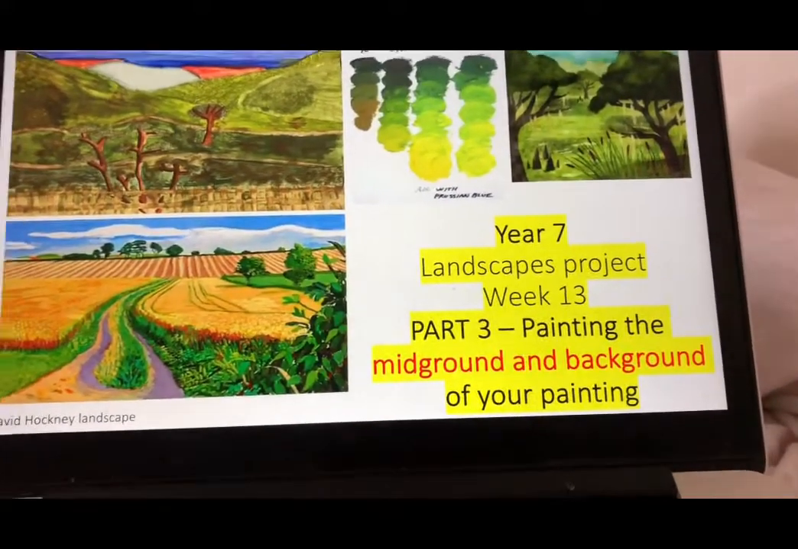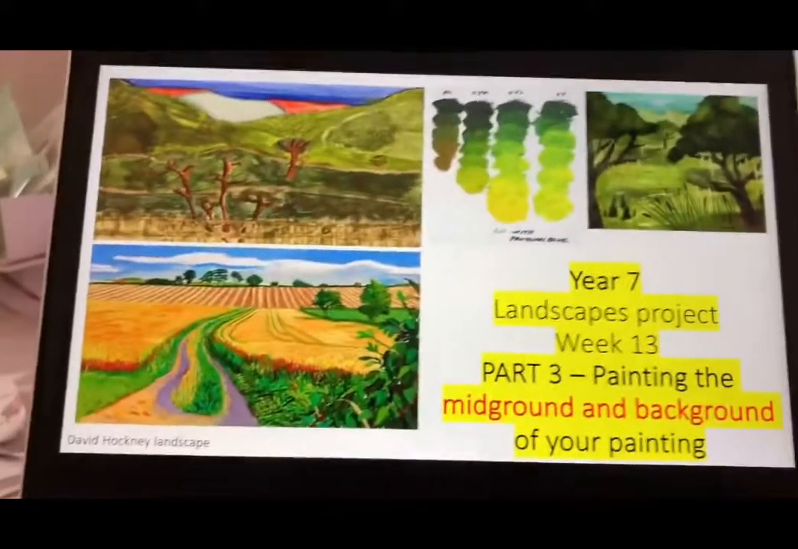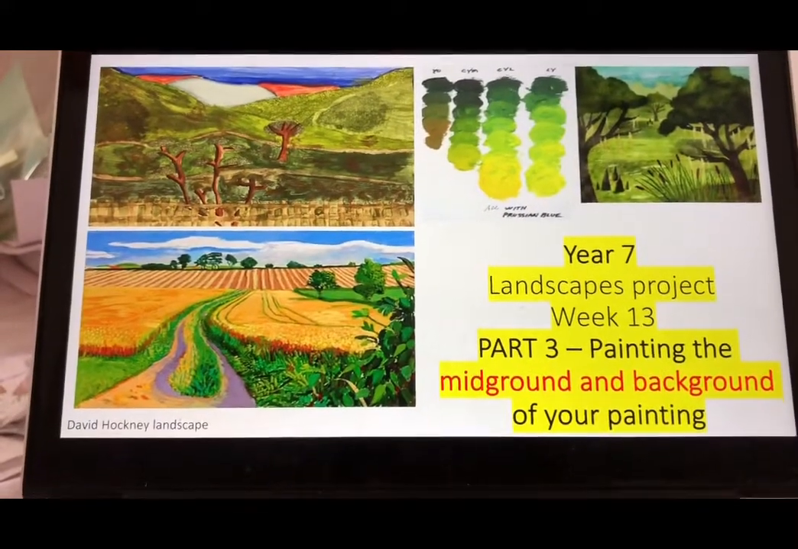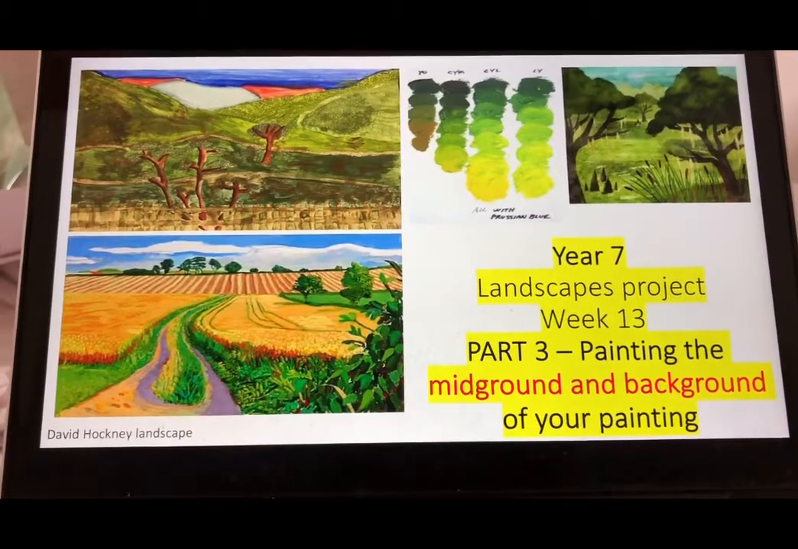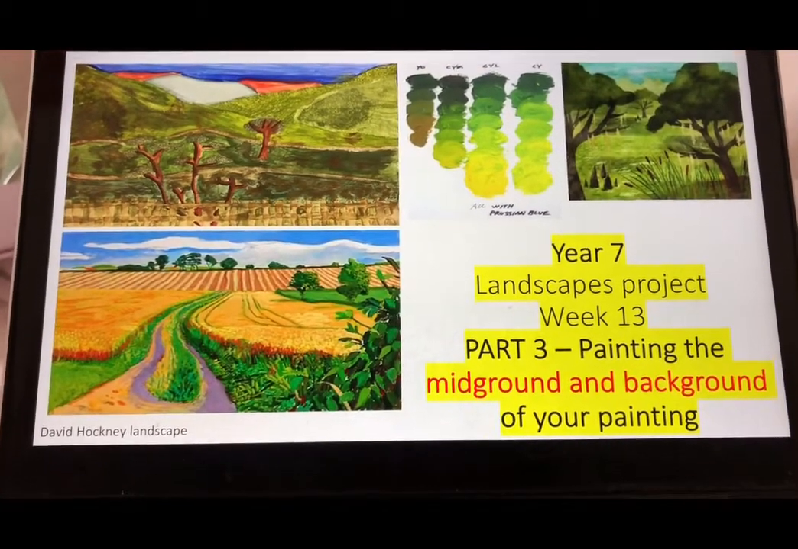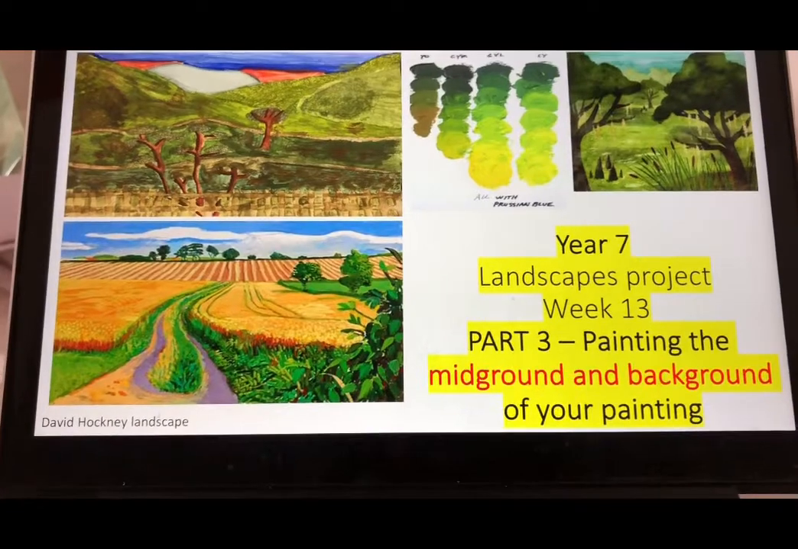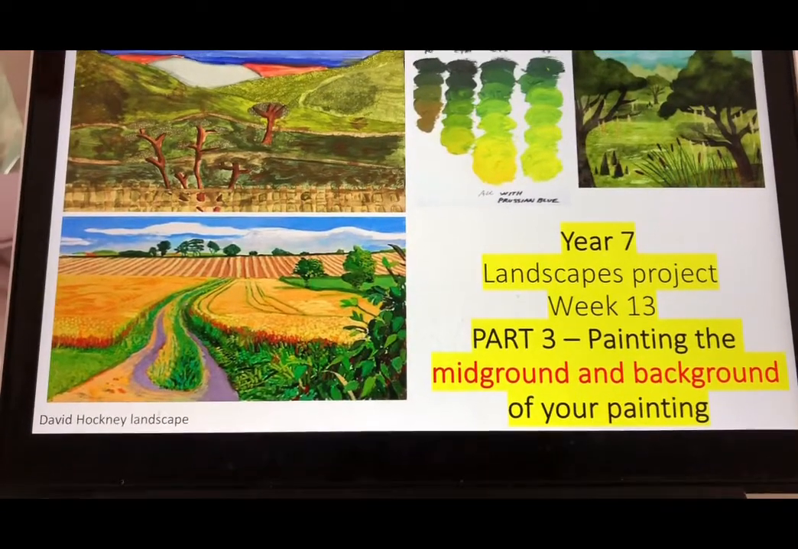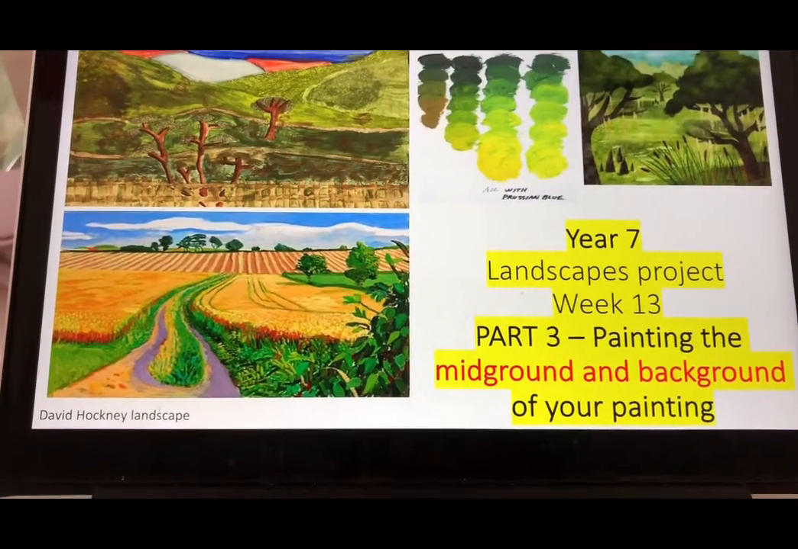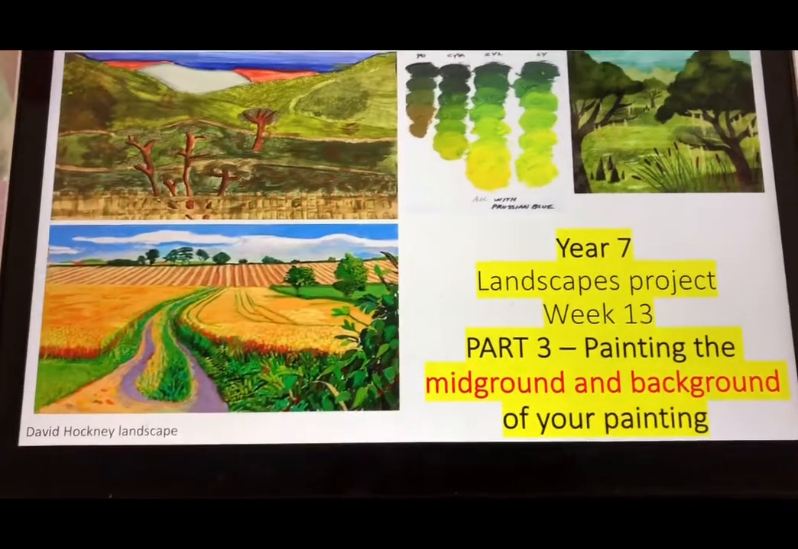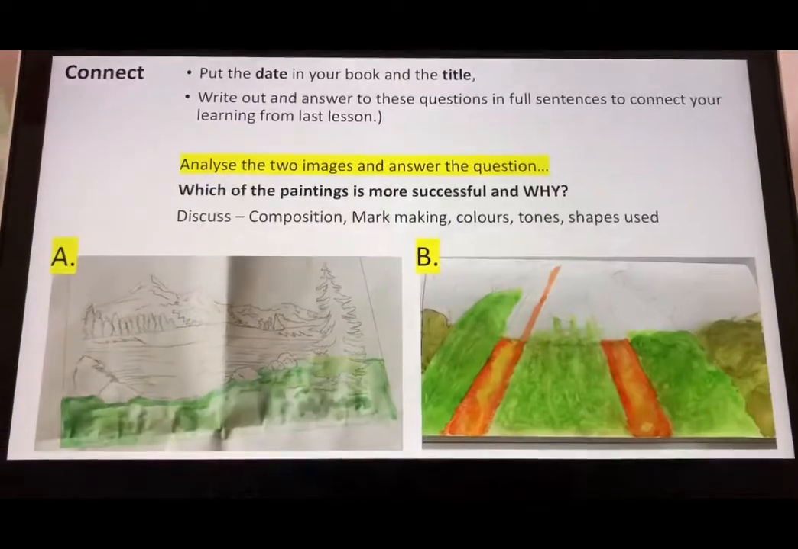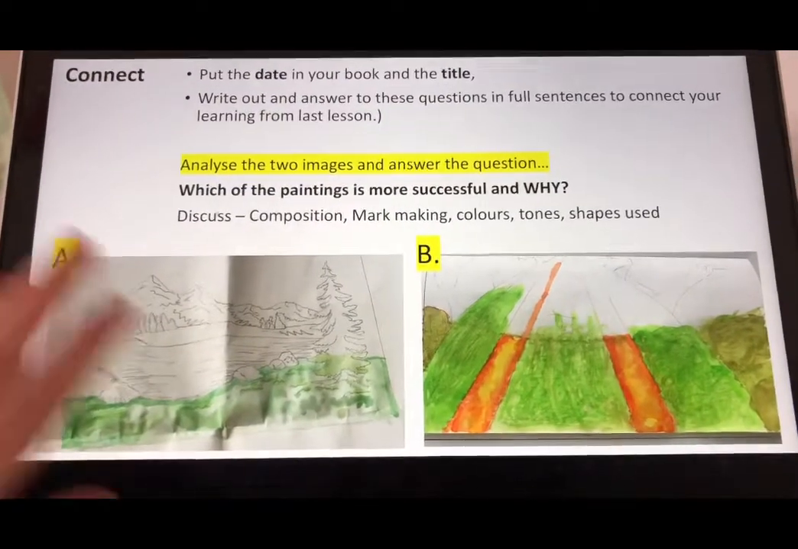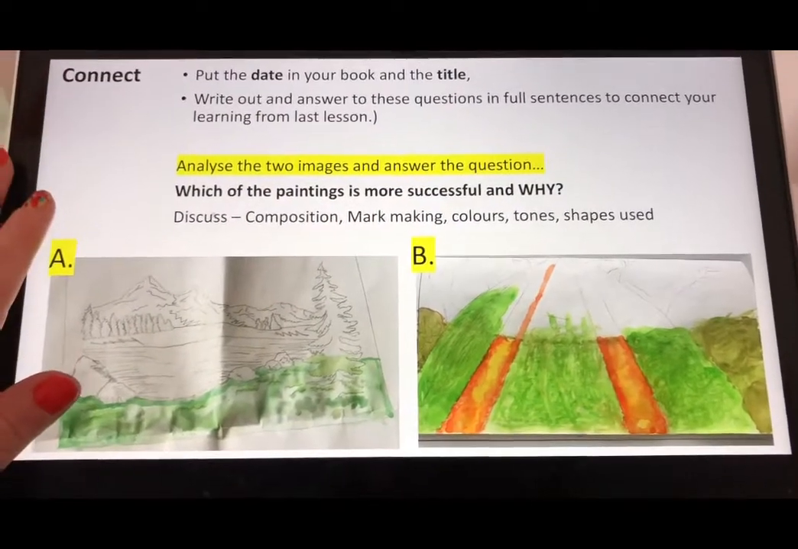I hope that you have been getting on okay with starting off painting your landscape. There were some fantastic outcomes last week that I'm going to discuss with you shortly. The main focus of today's lesson is you are going to continue painting your landscape, and you're going to build up the midground and the background for your painting using the mark making techniques that you've learned over the last few lessons.